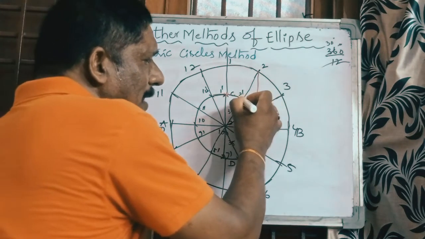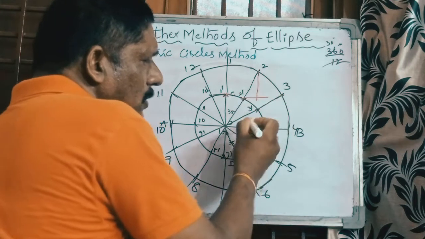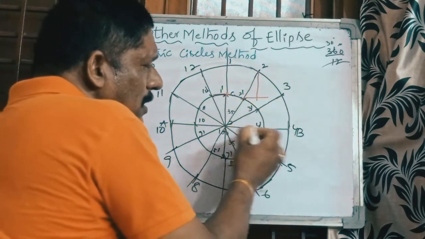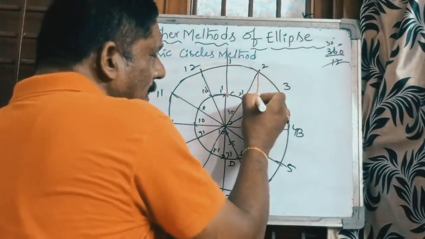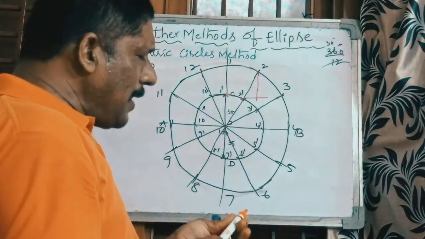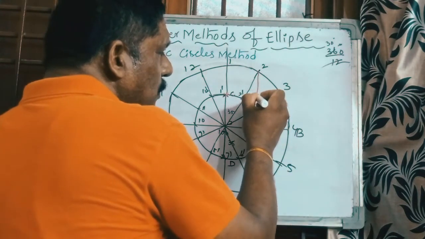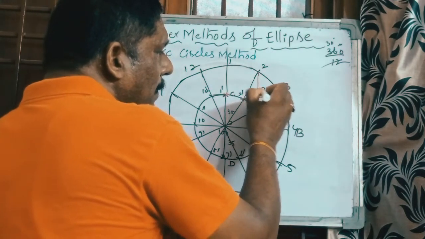So from 2 dash internal surface, draw a horizontal line. See here, the vertical line is parallel to this line and the horizontal line is parallel to this horizontal line. So these 2 lines are intersecting here. Mark that point. This point is P1.